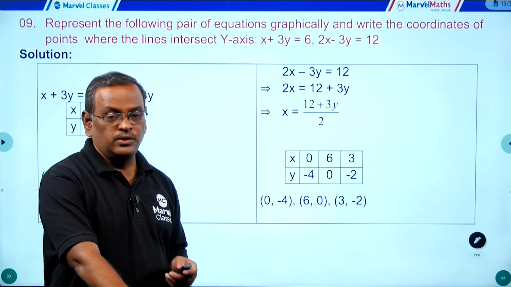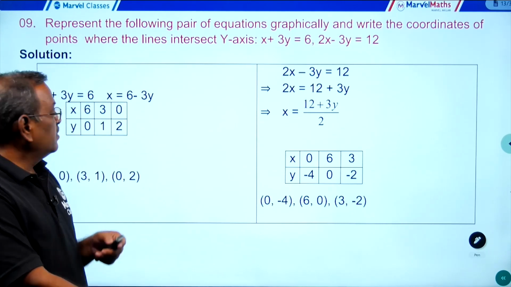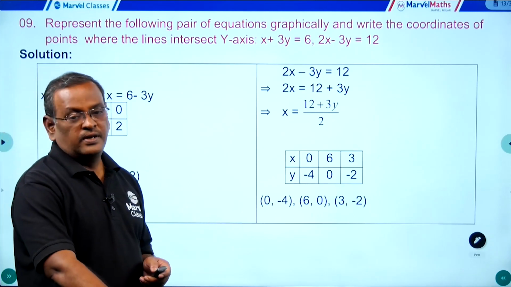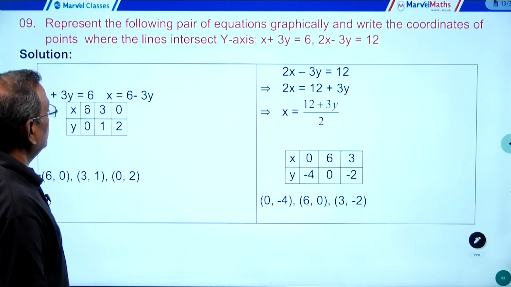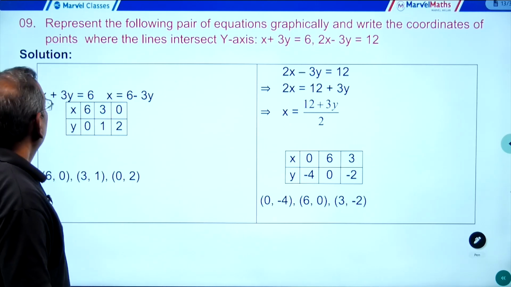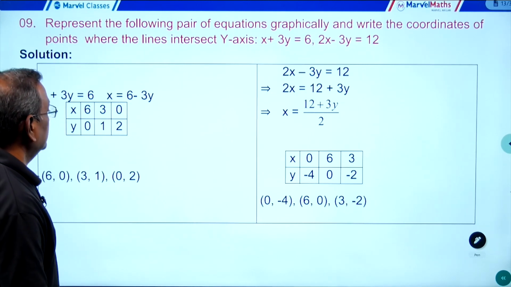Next, the next two sums are very important. There is using graph, solve the following pair of linear equations. Last 8 sums: nature of linear equations and algebraic methods. Now graphical method. Represent the following pair of linear equations graphically. Write the coordinate point where the line intersects the y-axis. Now first rewrite the given equation.